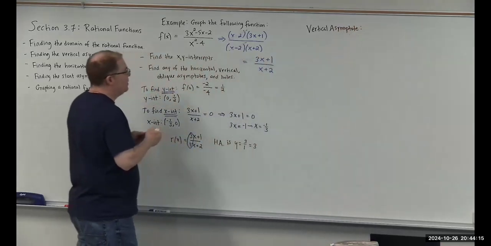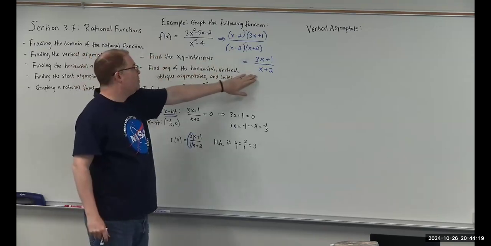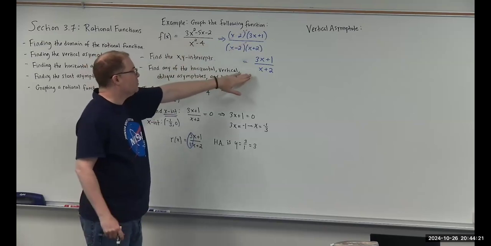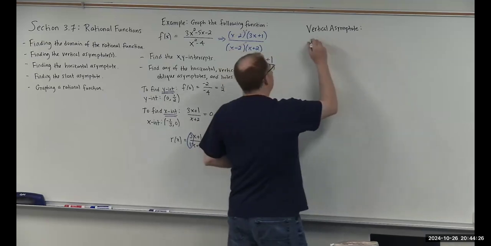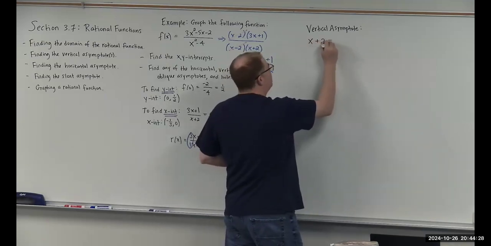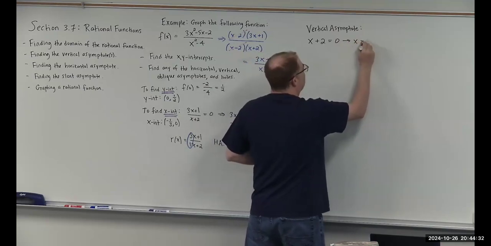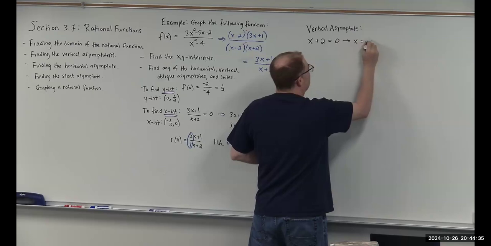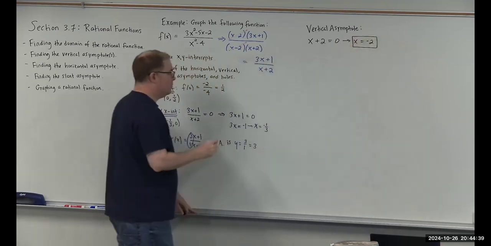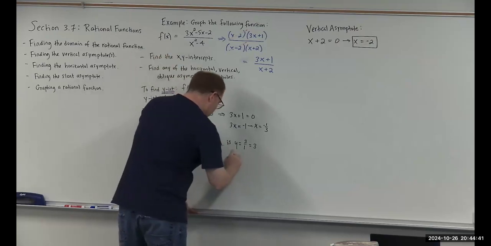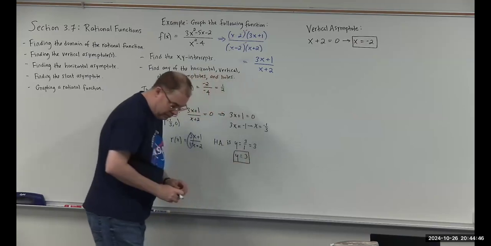Now let's look at the vertical asymptote. We look at the simplified form of the original function and set the denominator equal to zero. We get x plus two equal to zero, and that gives us negative two. We found our vertical asymptote, and we have our horizontal asymptote here.